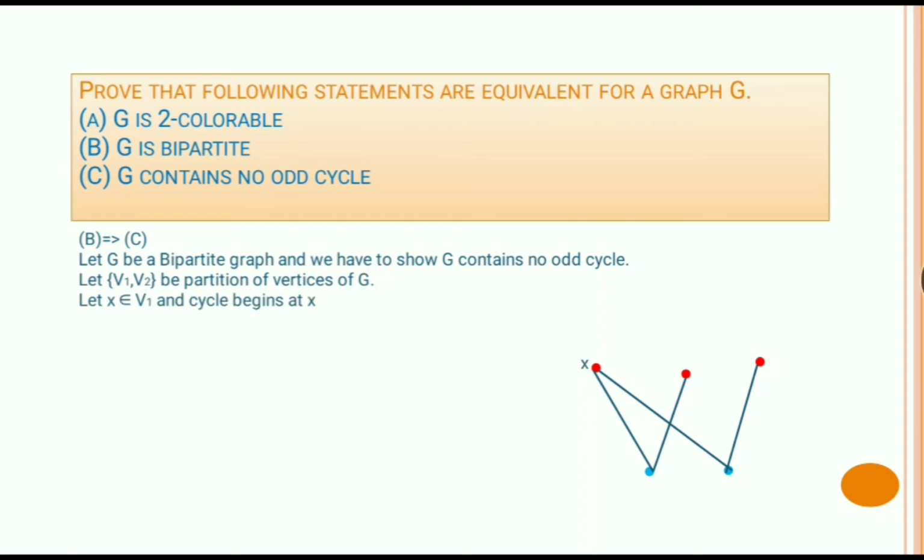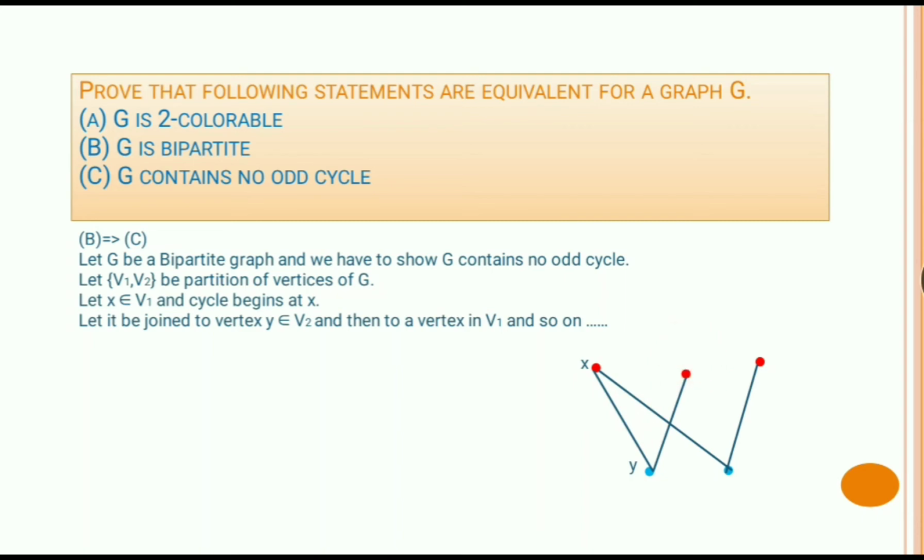Now let's take some vertex x in this set V1. We'll start a cycle from x. Obviously, if something is here, then it will go to the other side. It will go to V2. So any cycle beginning from x will go to a vertex which is in V2. So let it be joined to vertex y belonging to V2. So this x will go to y, and then to a vertex in V1, and then again to some vertex in V2, and this will continue, right?